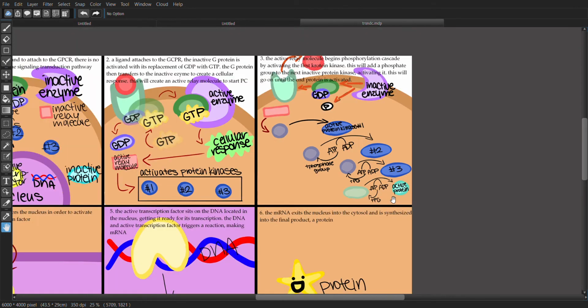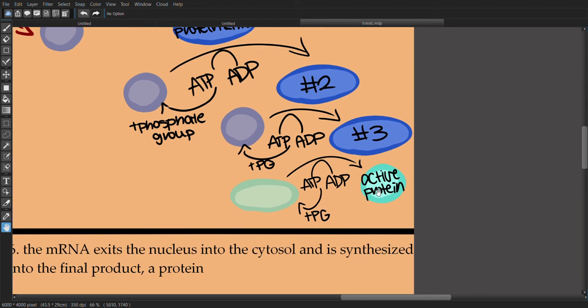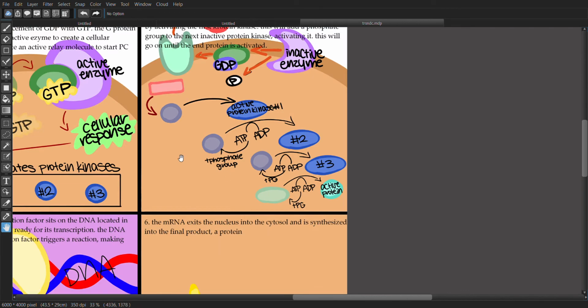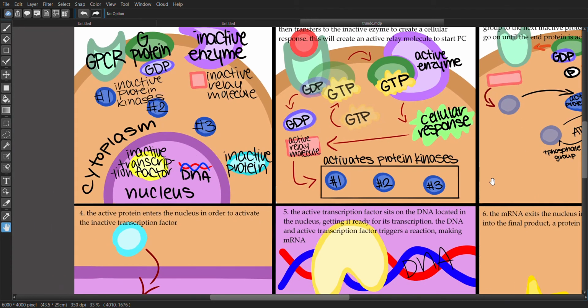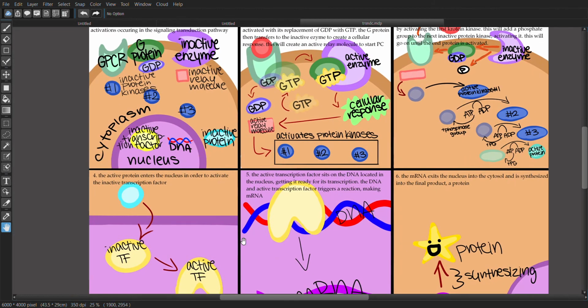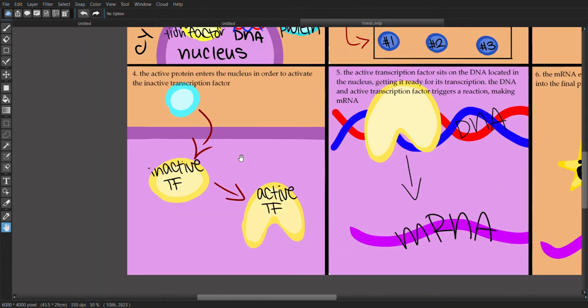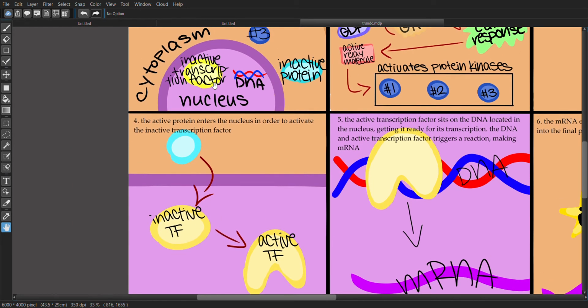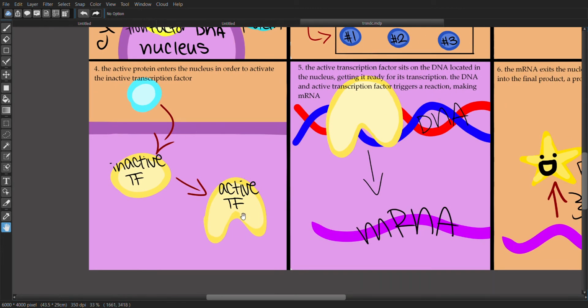And over here, it's basically the same thing, but just with different products and reactants. So ATP and ADP is converted as the inactive is converted into the active. So the phosphate group is released and it reacts with this inactive protein over there that was once here in order to activate the protein. And what that active protein goes on to do is it'll actually enter the nucleus in order to activate the transcription factor that was once inactive before, making it active.